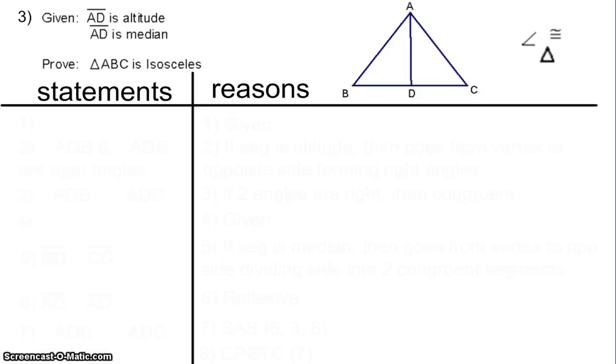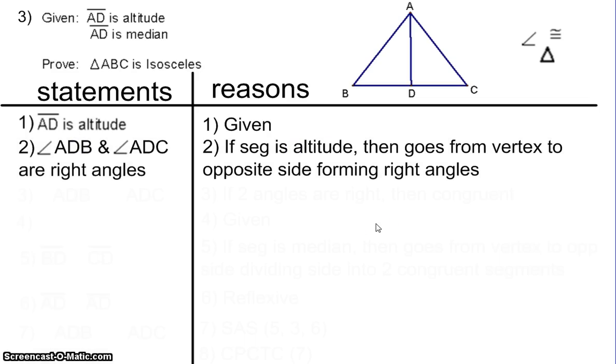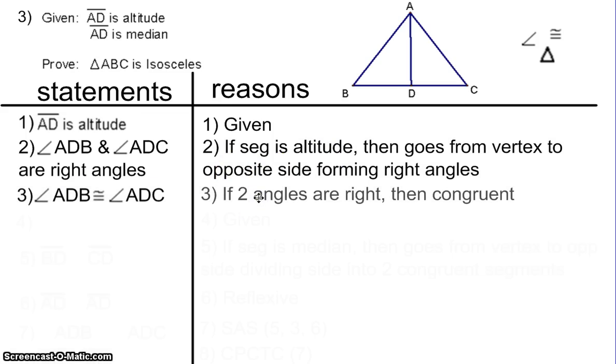Okay, we'll check our answers for number 3. Now, we need to be very careful that we double check our if-thens for altitude and median. First off, we start with altitude, and that would give us that two angles are right angles. If a segment is an altitude, then it goes from the vertex to the opposite side. We really need to make sure that we have vertex and opposite side forming the right angles. And as we stated in the last proof, we need to state that the angles are congruent.